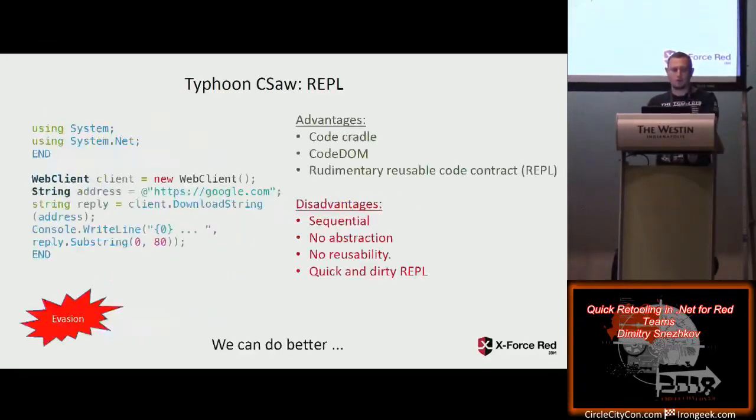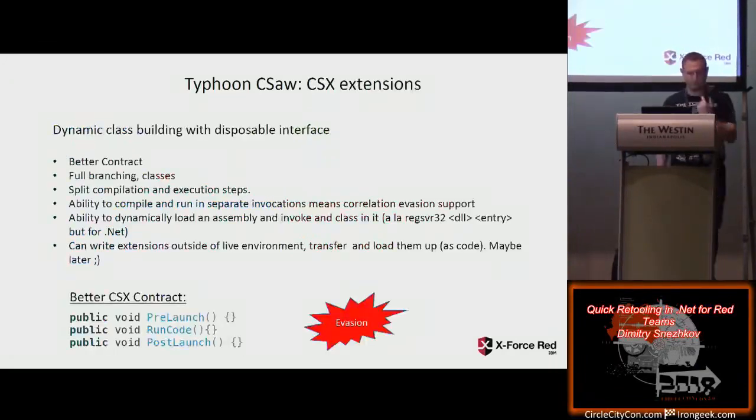And so what you come out with is that you've preserved the scriptability of your dynamic languages, sort of, right? And you also evaded some of the defenses for the code that you execute. But there are disadvantages in it. It's sequential, there is no abstraction, there is no reusability, and it's really, really quick and dirty. Okay, so we should be able to do better.